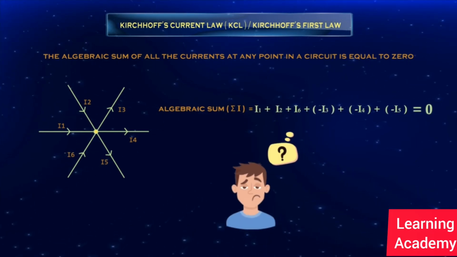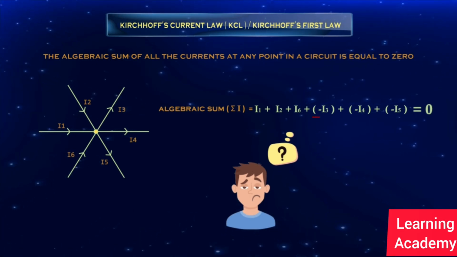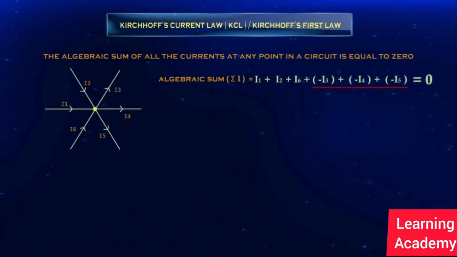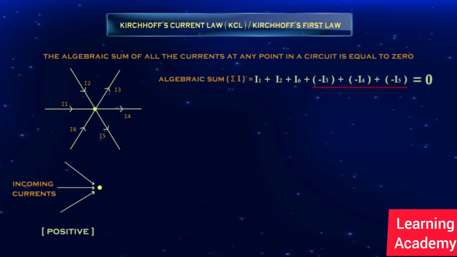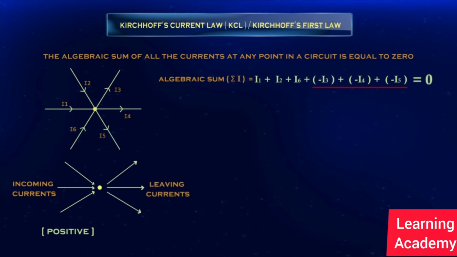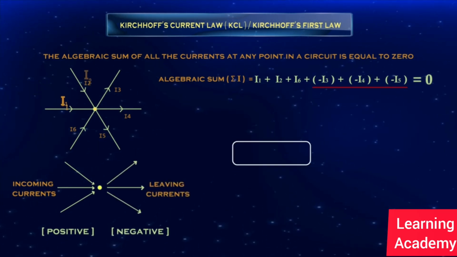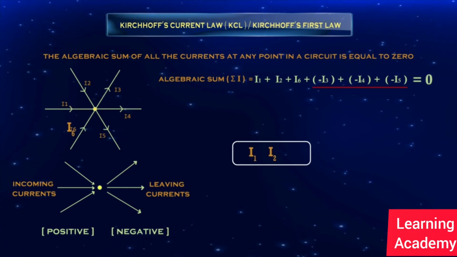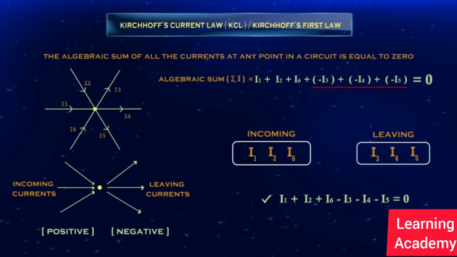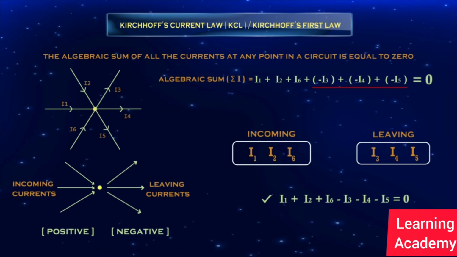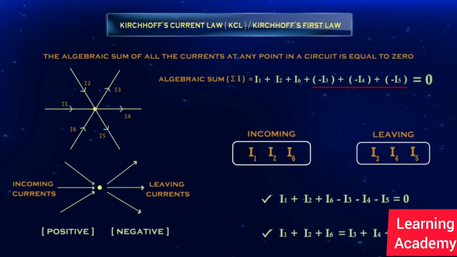We might be surprised how we got a negative sign for I3, I4 and I5. It is because, based on Kirchhoff's current law, if we consider the incoming currents to a node as positive, then the leaving currents from the node must be taken as negative. In the example, I1, I2 and I6 are entering the node, while the currents I3, I4 and I5 are leaving. So the above equation can also be written as sum of incoming currents equals sum of outgoing currents.